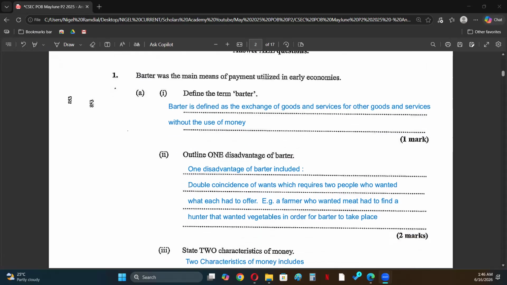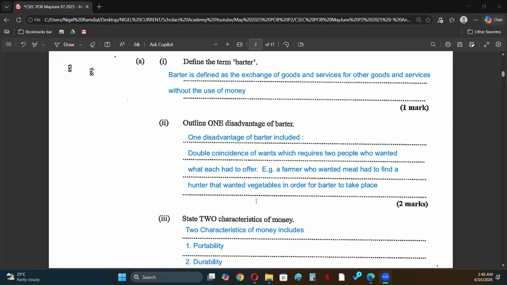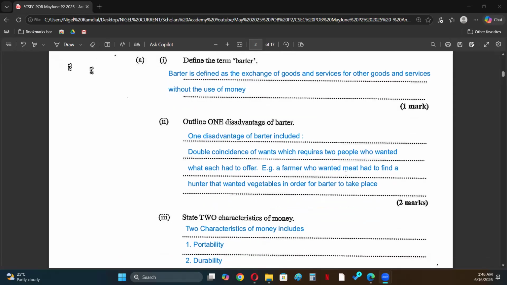Now, part 2. Outline one disadvantage of barter. Now, there are many disadvantages of bartering, but once you actually put one disadvantage and briefly give an outline of it, you should be able to get your 2 marks. Now, the major disadvantage of bartering includes double coincidence of wants. Now, you have to briefly give a little idea about what double coincidence of wants is. Double coincidence of wants requires 2 persons who wanted what each other had to offer. A nice example, a farmer who wanted meat had to find a hunter that wanted vegetables in order for barter to take place. There you go, guys, to get you 2 marks.